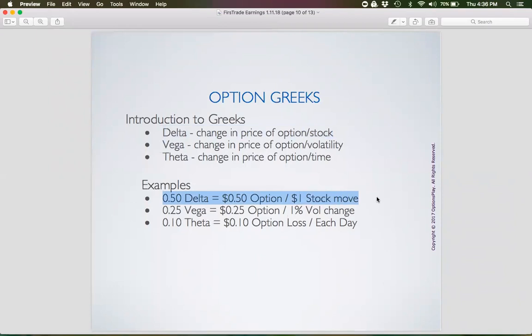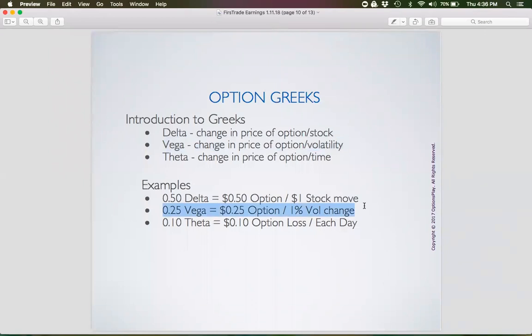Okay, and now we talked about volatility. We know that volatility tends to come down after earnings. So the question is, how does that impact your option price? That's measured by Vega, or the change in price of the option in respect to the change in volatility. So if you look at an example with the stock where it has a Vega of 0.25, that means for every 1% of volatility that the stock decreases by, you're going to lose 25 cents in value for the option. Okay, so sometimes you might see a 5 or 10% move in volatility after expiration.